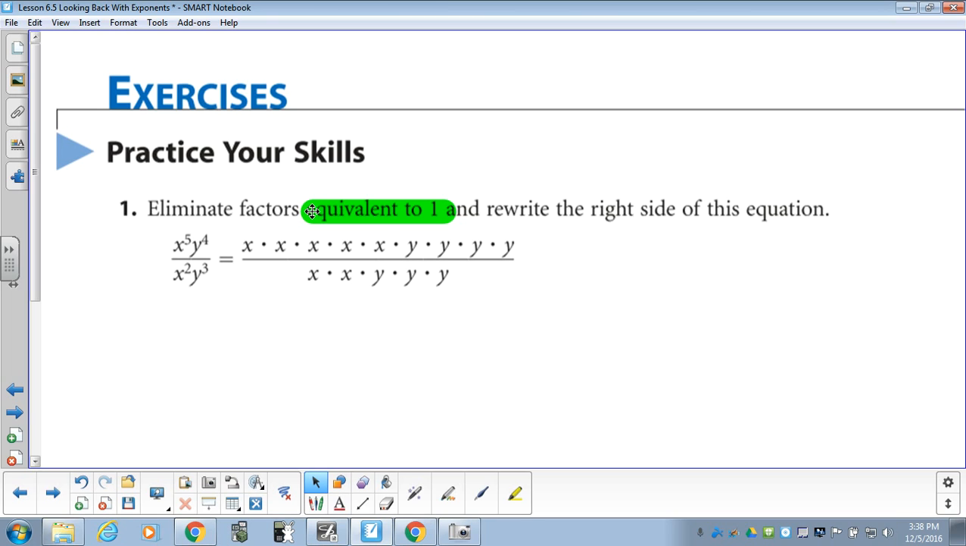So notice what they did here. We had x to the fifth, and we see x as a factor 1, 2, 3, 4, 5 times in the top. Y is a factor 4 times, 1, 2, 3, 4. X is a factor 2 times in the bottom, so that's why it's x to the second. Y is a factor 3 times, y to the third. So that's the key point here.